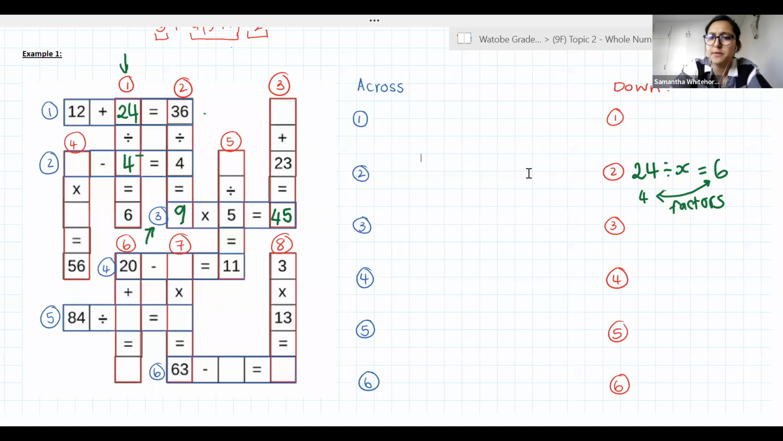Lufuno, do you want to try one? Yes, ma'am. I'd like to try 2 across. Okay, 2 across, so we're over here. What is 2 across? It's 8 minus 2. Excellent. So we need to get an answer of 4, and we know that 8 minus 4 will give us 4. Well done, Lufuno.